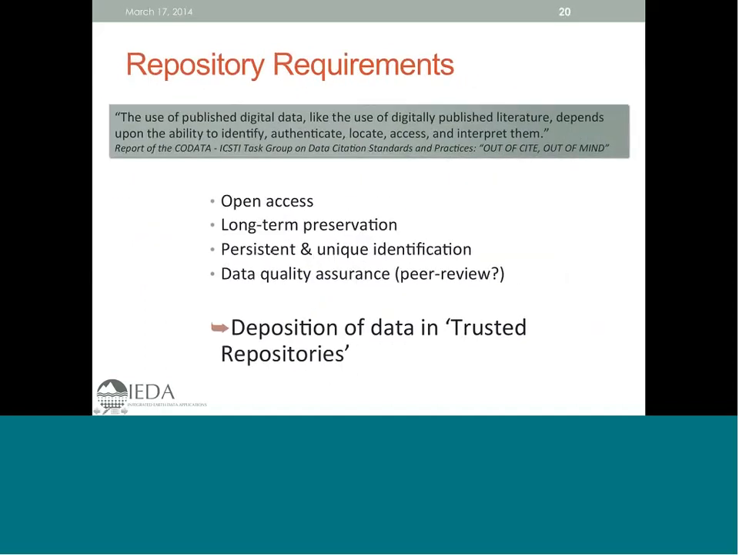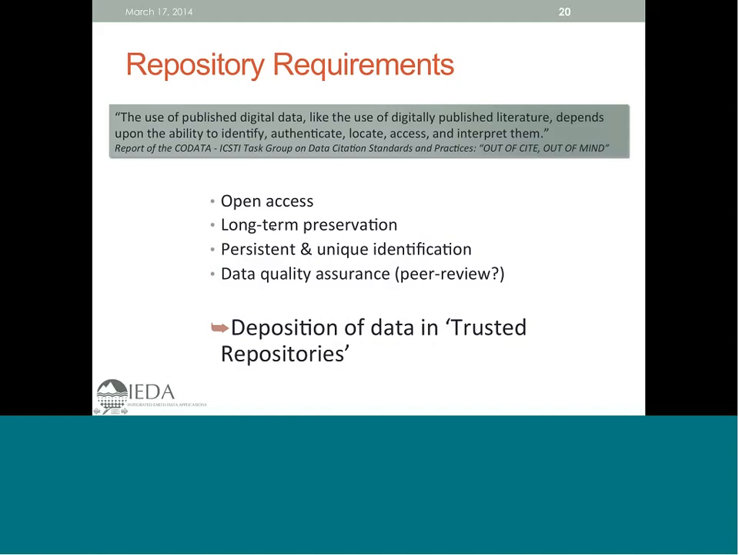So what are the repositories where the data should go? It's clear, as I mentioned earlier, that just publishing on some website or in a database that a single investigator may have put together is not really a way that ensures long-term access, long-term preservation, and relevant curational procedures. So there is a term in use right now: trusted repositories. There is even an ISO standard of what a trusted repository is like.